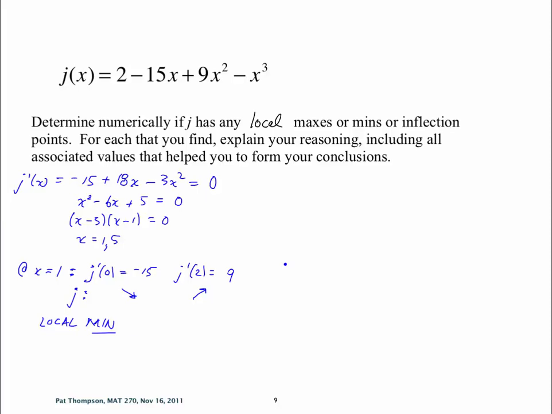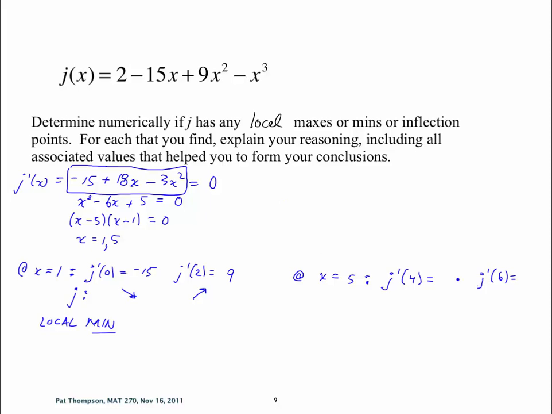Okay, now x equals 5. We're going to take J prime of something a little bit less than 5 and J prime of something a little bit greater than 5. So do 4 and 6. Need your calculators here to help me out. We're doing J prime of 4 and 6. Don't everybody do 4. Some people do 6 too. As soon as you get one of those, tell me what it is.